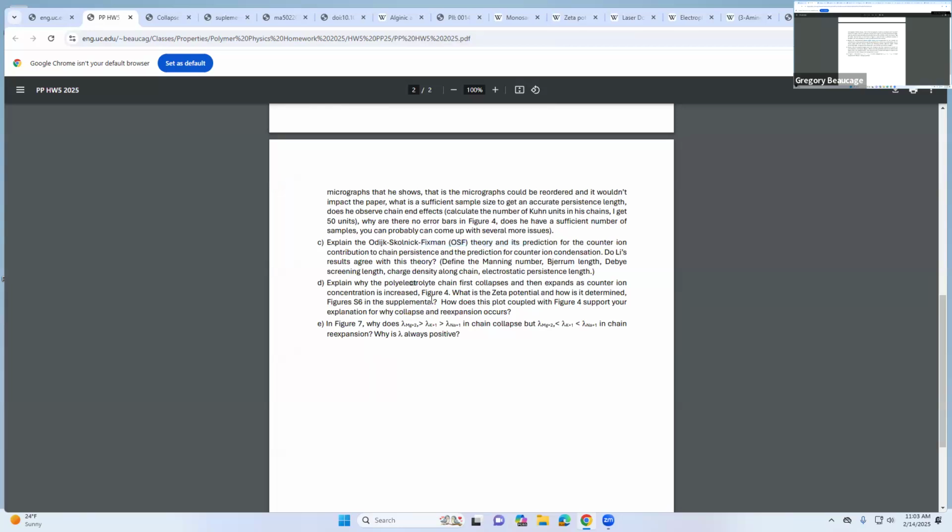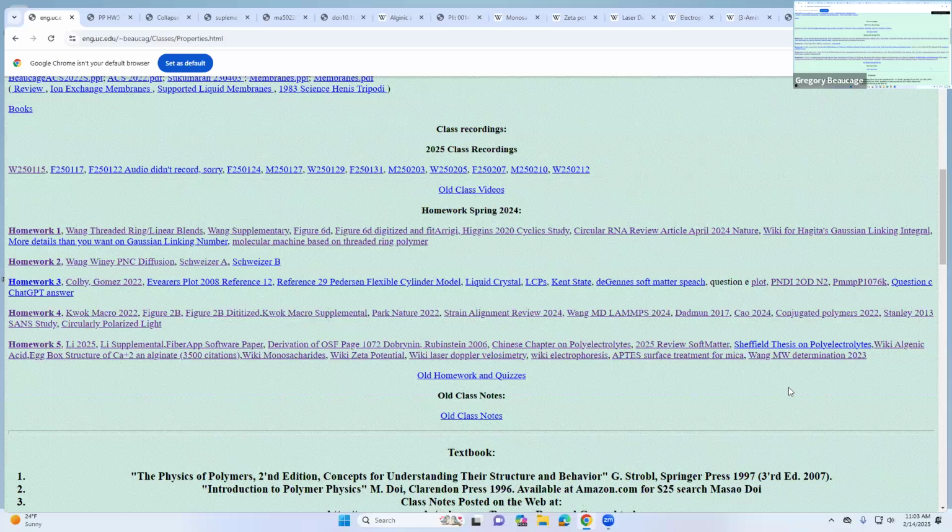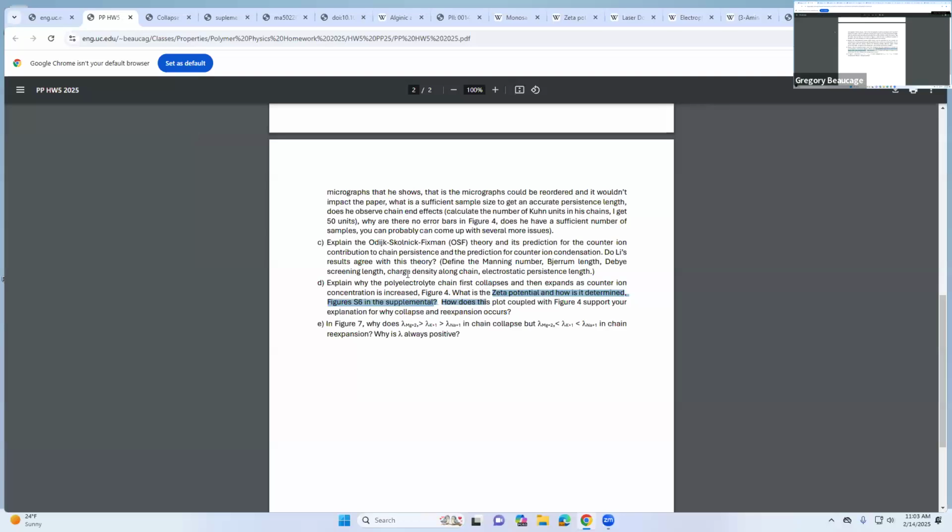What else? Explain why the polymer chain first collapses. The first part is the OSF, the Debye screening, and the second part is the ion condensation of the counterions, and then the zeta potential. I kind of explained that a little bit. There are links to wiki pages for zeta potential, laser Doppler velocimetry, and electrophoresis. Those are all involved in measuring the zeta potential. So probably worth taking a look at that.